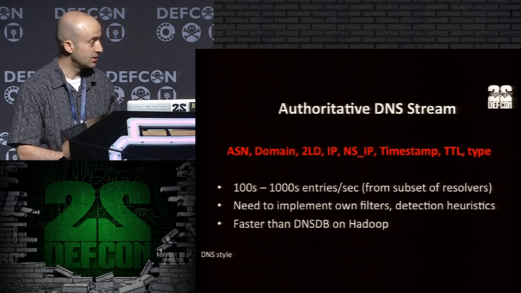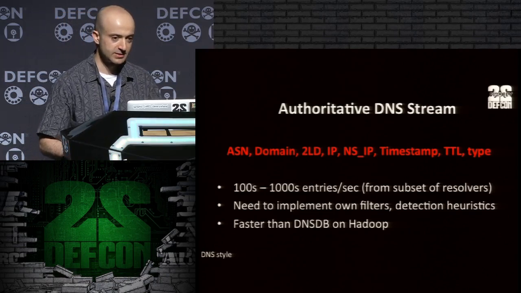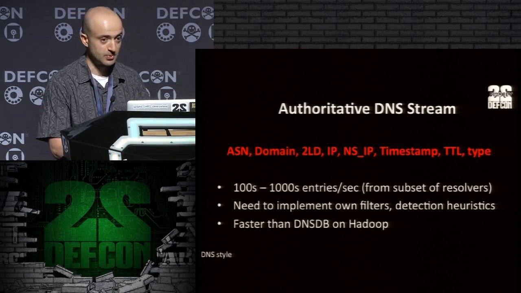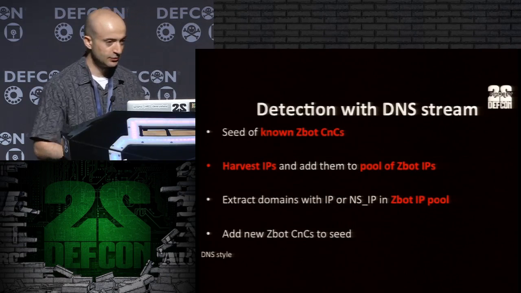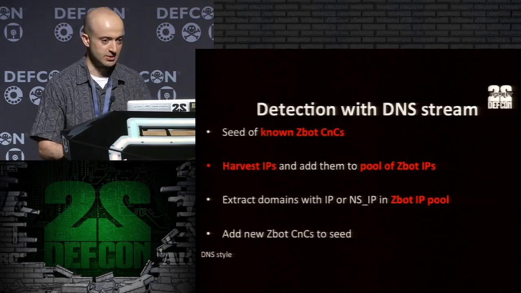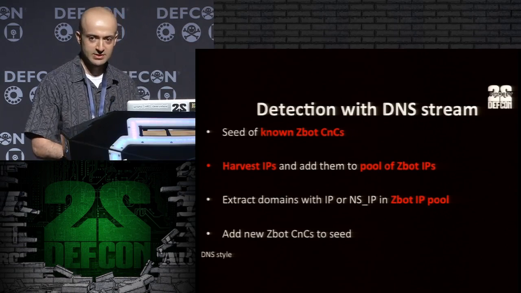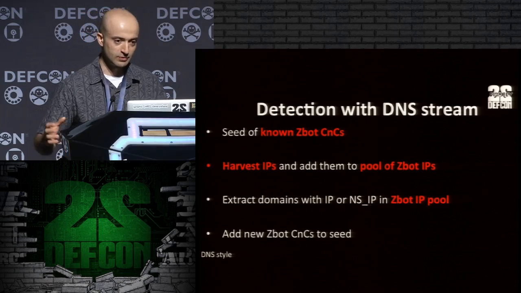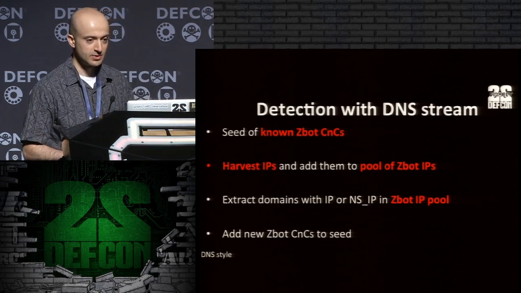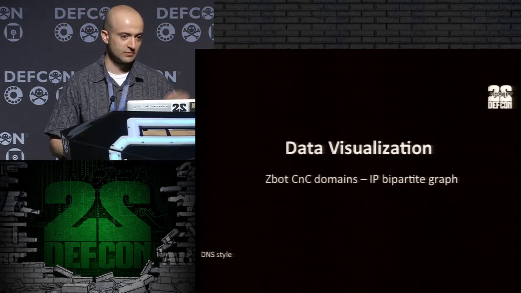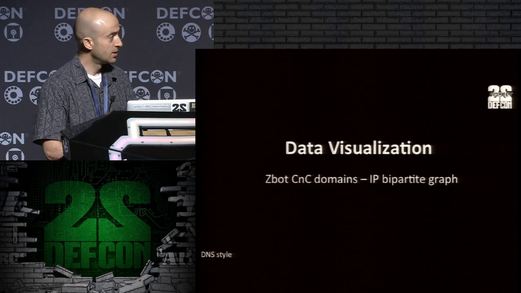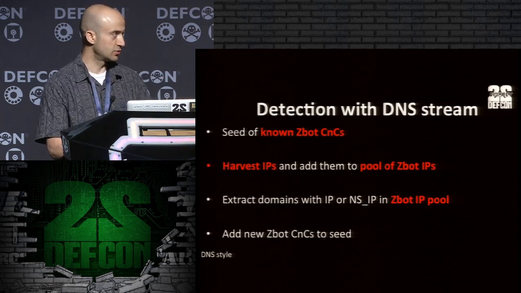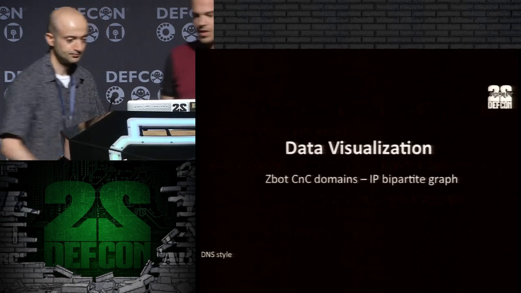The other method is using the stream, and it looks like that. So you have a lot of fields that are of interest to you. It's faster than doing batch processing from HDFS. But you have to have your own filters and heuristics to catch what you need because it's going fast. So for that we can start with a seed of ZBot domains. We milk them for IPs constantly. So you build a pool of IPs and then you have the stream coming. So then you can grab the domains that have an IP or name server IP within that pool. So having had that, what we can do is do some more investigation using data visualization, and Thibault will tell us about it. Thank you, Dhia.